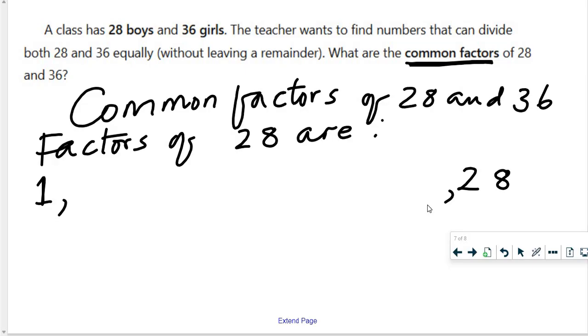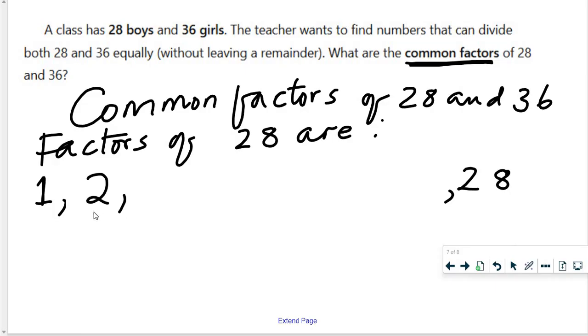So the factors of 28 are 1 and 28 itself, and then go to 2. Is 28 divisible by 2? Yes, so 28 divided by 2 is 14. Keep that number there. Then go to 3. 28 divided by 3 is not possible. Go to 4. 28 divided by 4 is possible? Yes, it is 7.